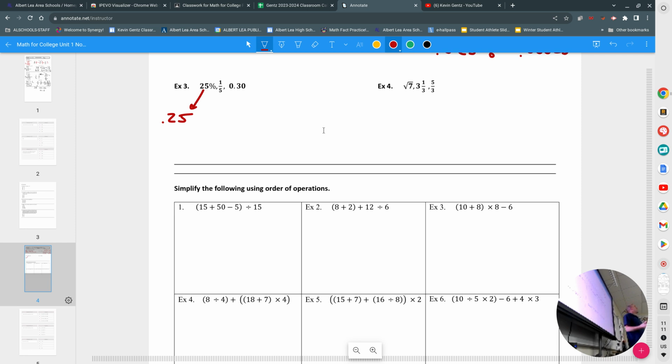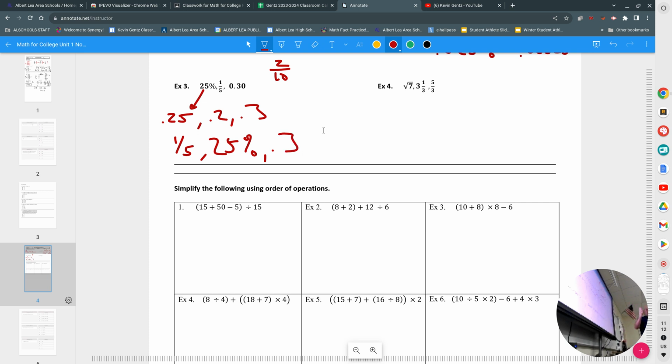Does anybody know what 1/5 is as a decimal? 0.2. Is that what you said? Awesome. 1/5, notice it's the same as 2/10, so that would be 0.2. And then you have 0.3 on the end there. So as you want to compare these from least to greatest, notice the smallest one is the 1/5. And then the next one would be the 25%. And then the next one will be 0.3.